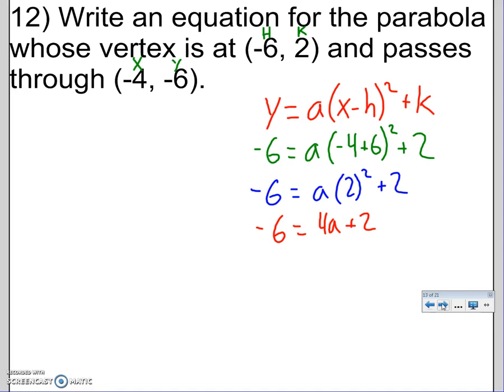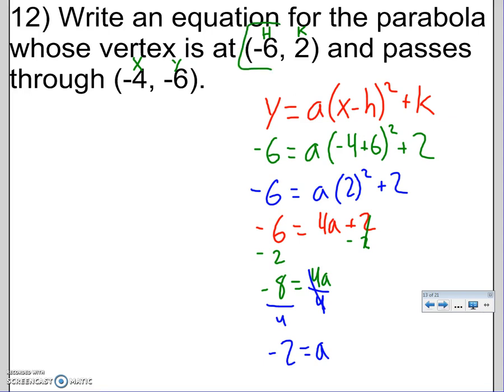And now just algebra, solve for a. So I'm going to subtract 2. That gives me -8 equals 4a. Divide by 4 both sides. That gives me -2 equals a. We found a. So we have a, h, and k.